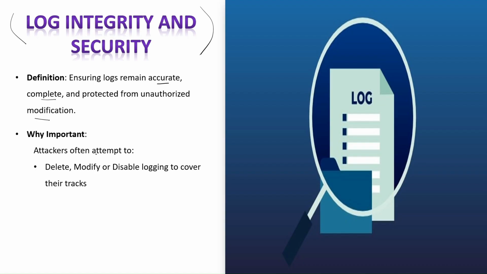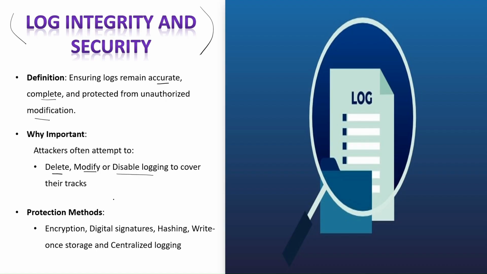So why is it important? Because attackers often attempt to delete, modify, or disable logging to cover their tracks. Protection methods for logs include encrypting the logs on storage, and using digital signatures so that we can determine that logs are from the original source. Hashing is used for integrity, which ensures that the logs are not tampered with or changed. Then there is write once storage and centralized logging. Write once storage means that once we write the logs to that storage, they cannot be changed.